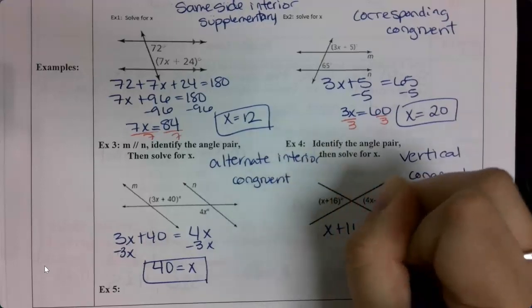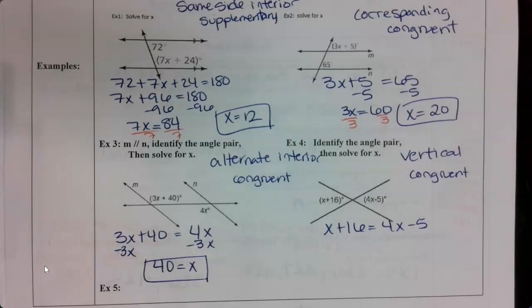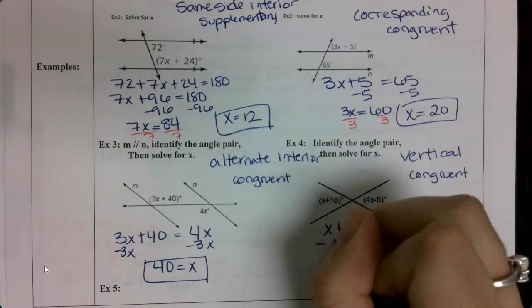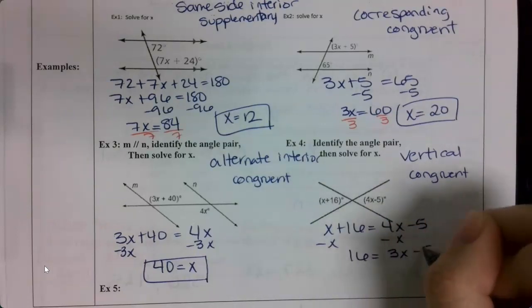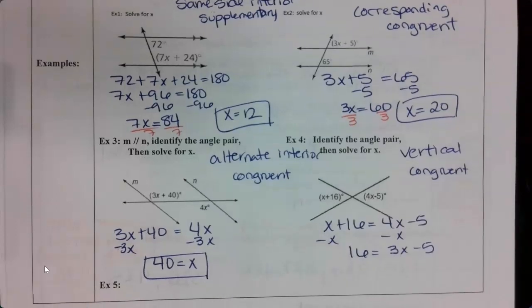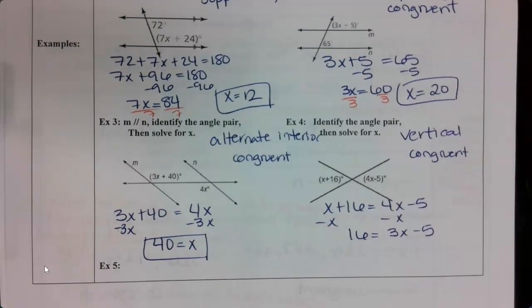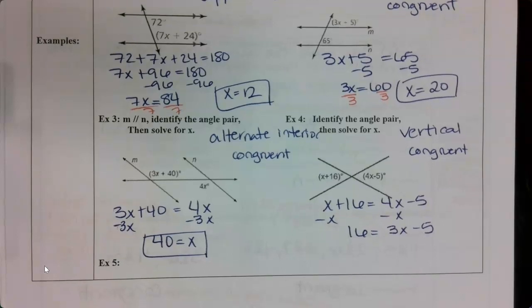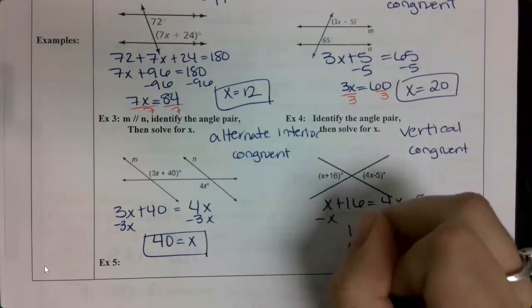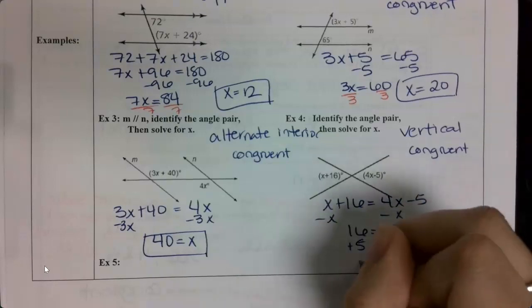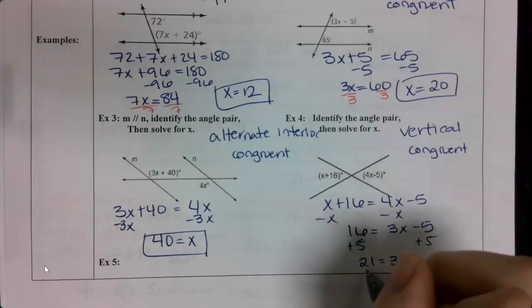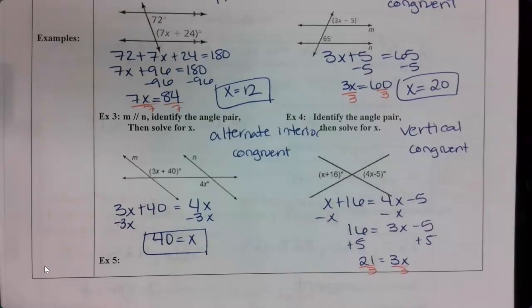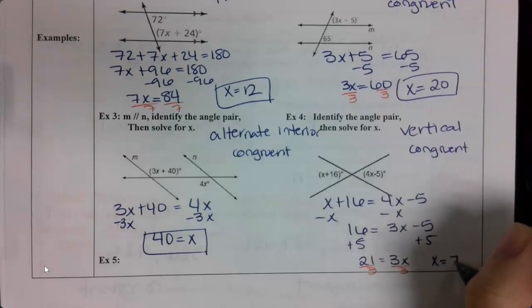I have x plus 16 equals 4x minus 5. So I want to start off by getting all my x's on the same side. I'm going to subtract x on both sides. I have 16 equals 3x minus 5. And then I want to add 5 on both sides. So I have 21 equals 3x. And divide both sides by 3. X equals 7.